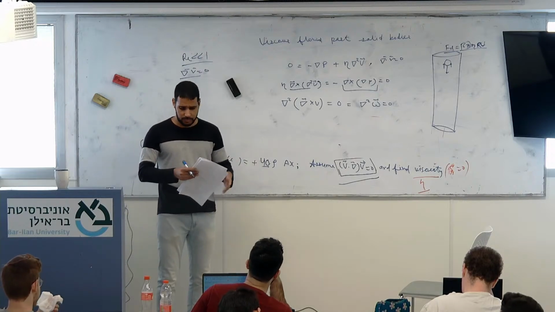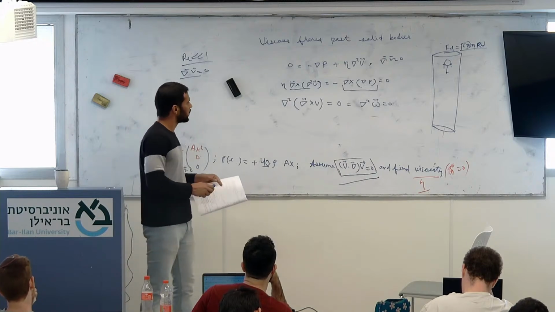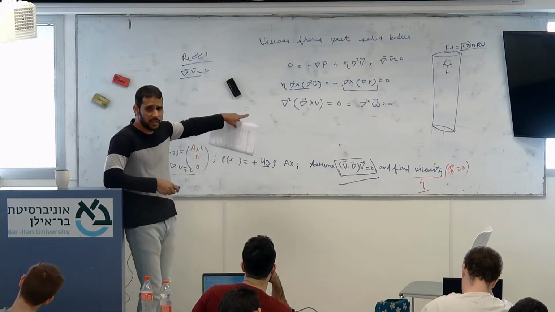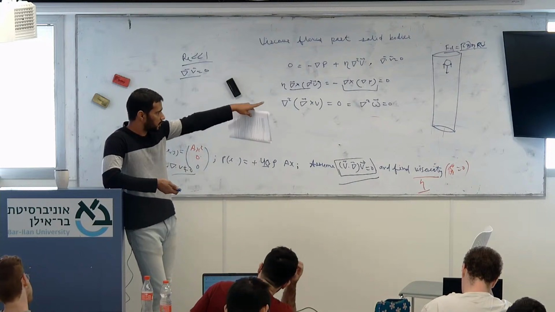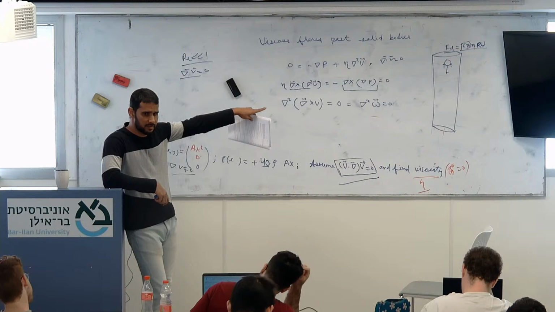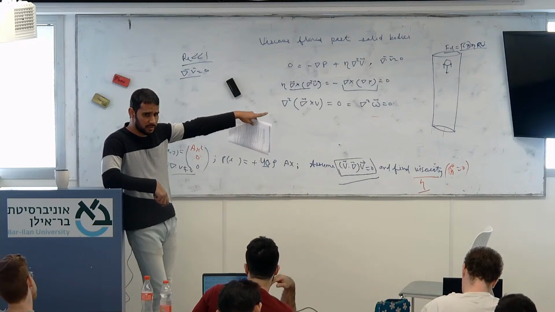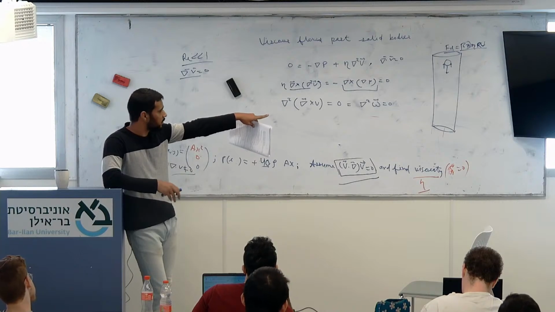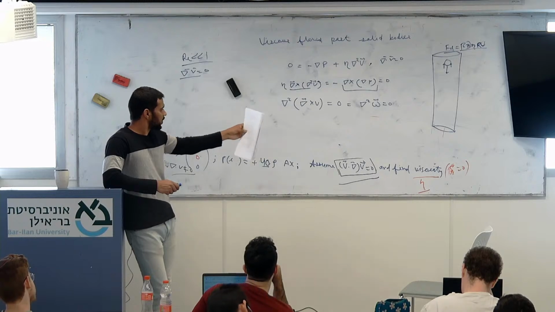But there is a problem here. There are two problems here. One, what is V? V is the velocity of the fluid. Does the fluid have a velocity there? It's the ball which is moving. The fluid is not moving. This is one problem. What's the second problem?